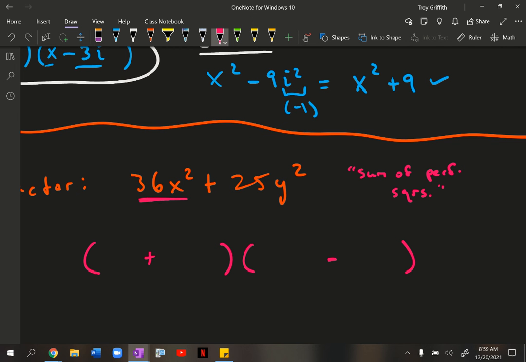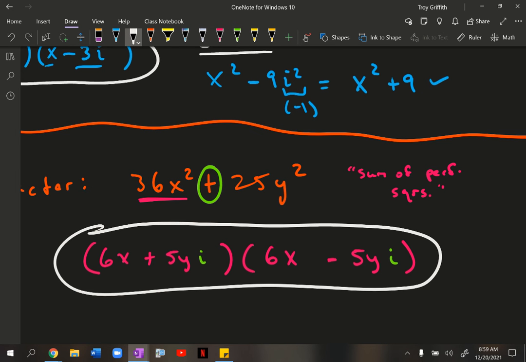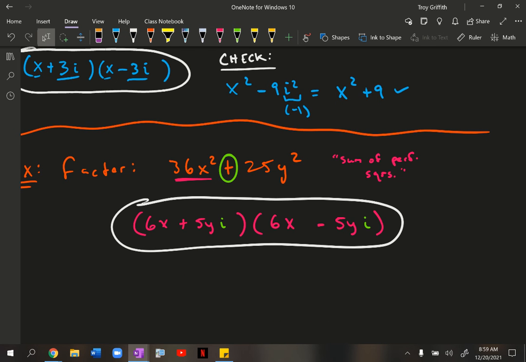So first number, well, to get 36x squared, I have to square 6x. To get 25y squared, I have to square 5y. But since this is a sum of perfect squares, I need to make the last term in both sets of parentheses imaginary, so that when I multiply together, I get the i squared, which turns this into a plus sign when I'm finished. So here's the factored form of that expression right there. So you can factor a sum of perfect squares if you use imaginary numbers.